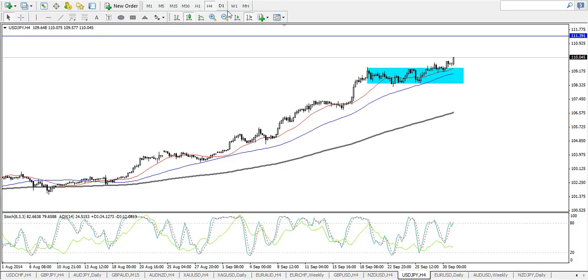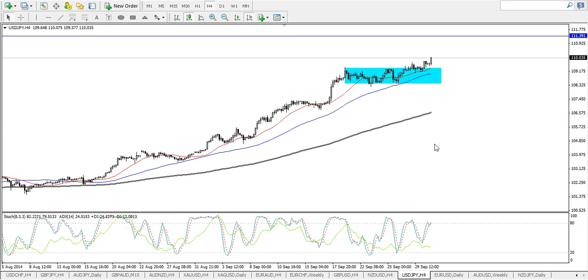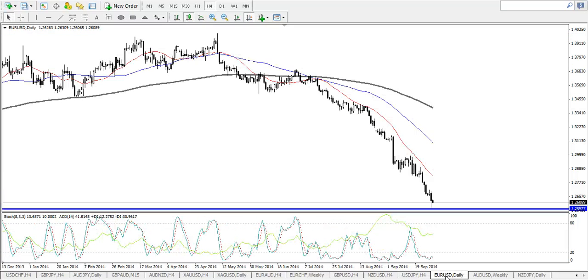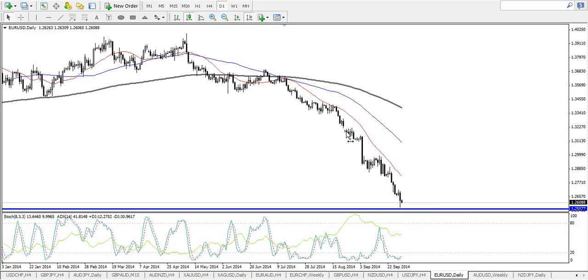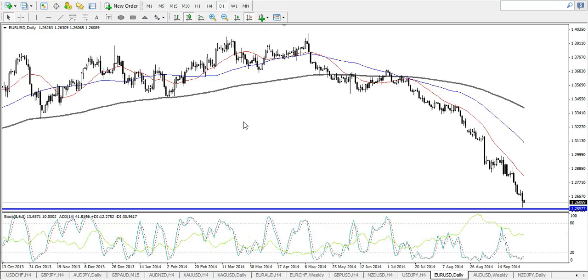Alright, so that is pretty much it for the dollar against the yen. Basically the sentiment is that the US dollar is still very strong against the yen. Next we will have the euro against the US dollar. Pretty much the same as Japan, we can see a very wide divergence of the monetary policy between the Federal Reserve and the European Central Bank.